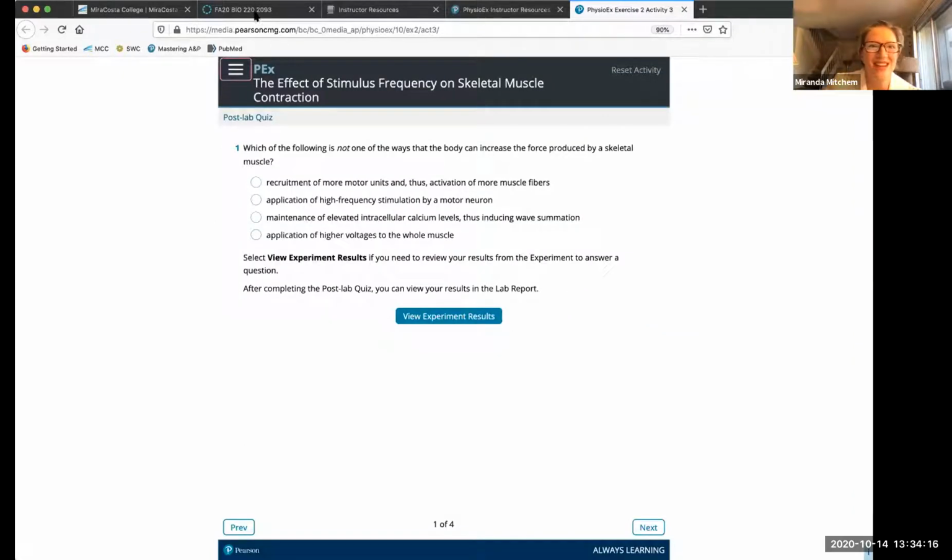Let me get to the next one. Just give me a moment to get everything ready, please. Okay, so now we're going to look at tetanus. So we're going to look at tetanus in an isolated muscle, and then we'll do another activity where we look at fatigue. So we are doing exercise 2, activity 4. Getting set up.